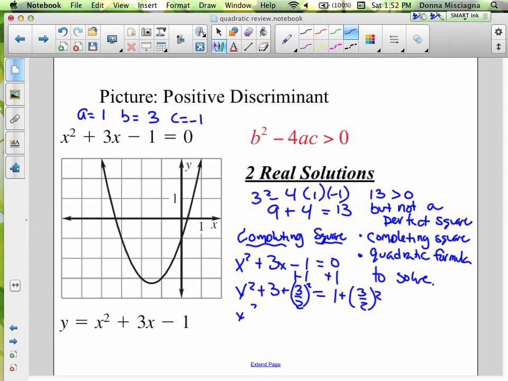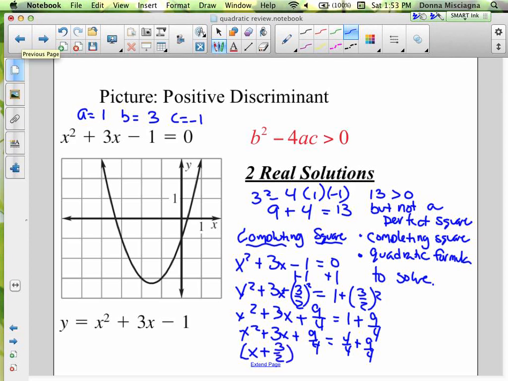So this is x squared plus 3x plus, 3 squared is 9, 2 squared is 4. That's equal to 1 plus 9 fourths. Over here I've got x squared plus 3x plus 9 fourths, and this would be 4 fourths plus 9 fourths. We can factor now. This would be x plus half of b, so that's going to be 3 halves. And do not make that a decimal ever when you're doing completing the square. It just makes a mess. Squared, because it'd be x plus 3 halves times itself, is equal to 13 fourths.